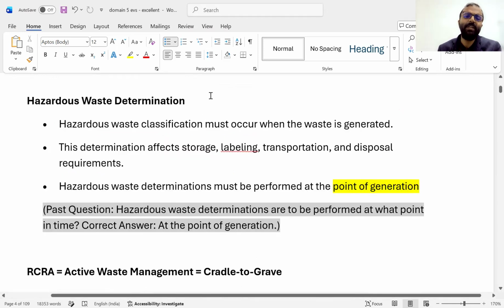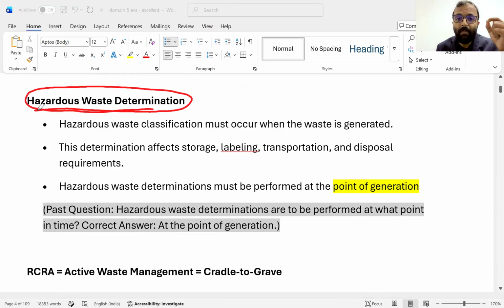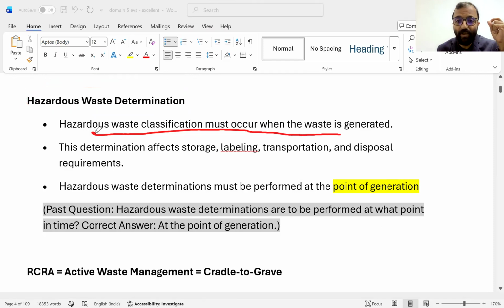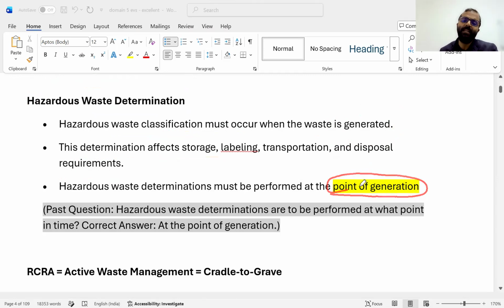Now hazardous waste determination. Hazardous waste classification must occur when hazard is generated. Okay. See, hazardous waste determination, when you have to determine whether it is an hazardous waste or not. So hazardous waste classification must occur when the waste is generated. At the point of generation, very important point they are asking. That is why we have given this. Okay, this determination affects storage, labeling, transportation, and disposal requirement. Hazardous waste determination must be performed at the point of generation. Very important. That is why I have highlighted here. Whenever you are reading this PDF document, this yellow point will come into your mind, strike into your mind, so that you will be writing your examination.